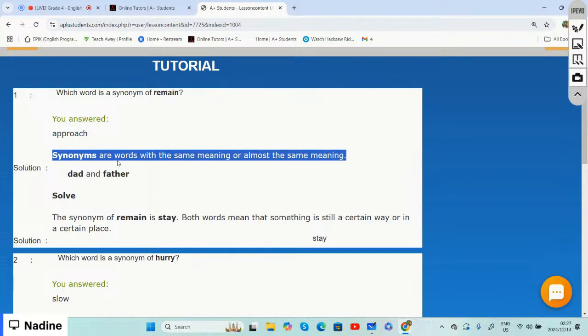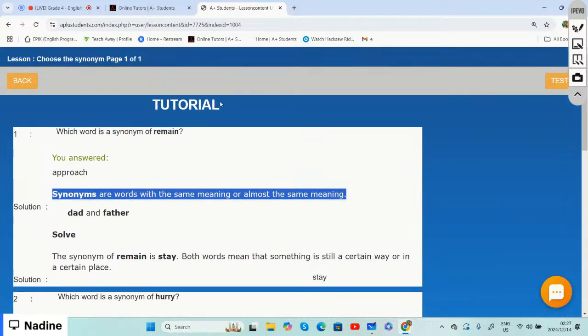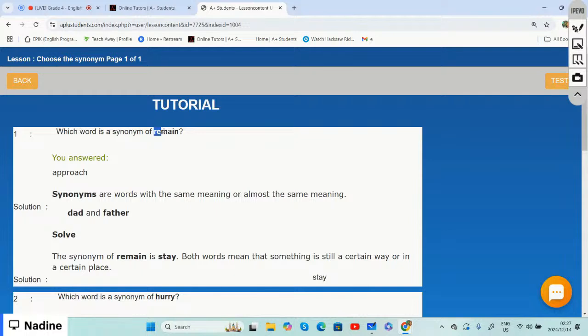All right, so now we need to find the word that is a synonym of remain. Remain. If we were to say, oh no, remain here, remain seated, what does that mean? What is another word for remain or remain seated? What does that mean?